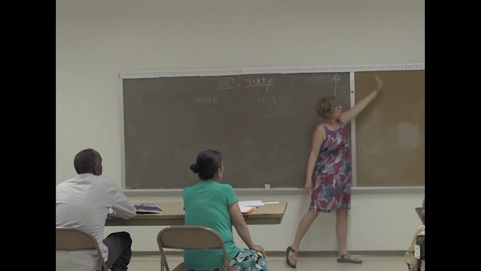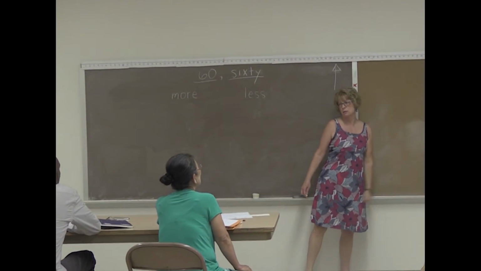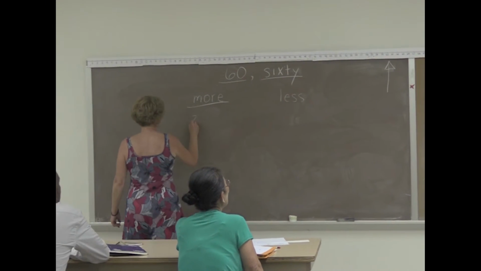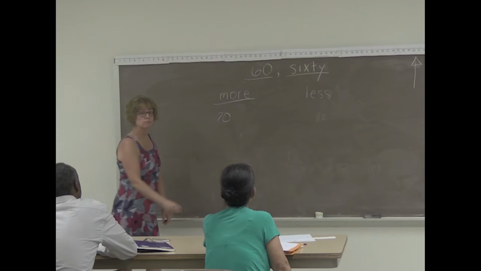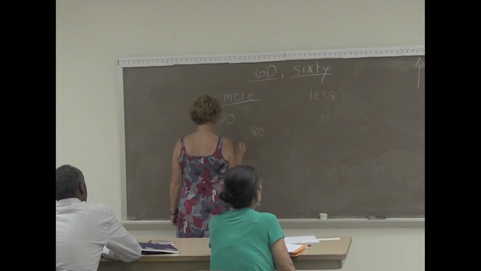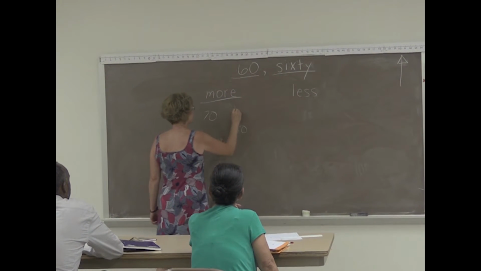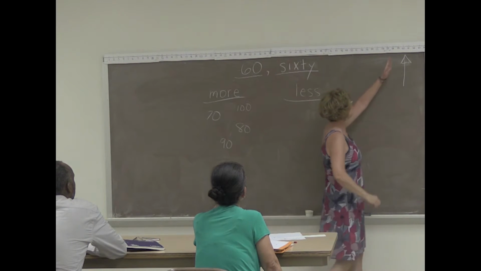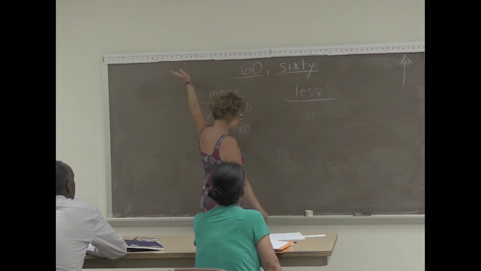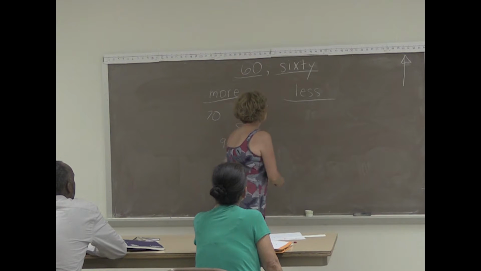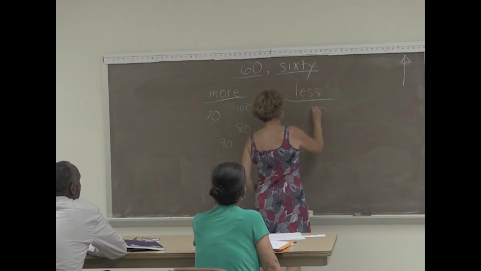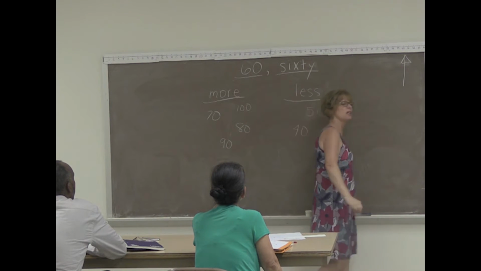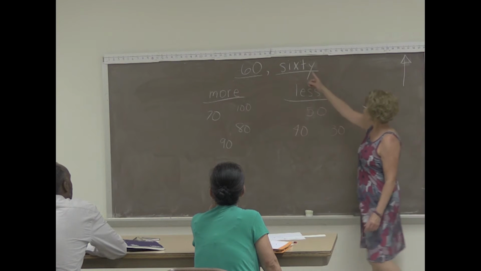What numbers are more than 60? 70. Maybe 80? 90. Okay. Maybe 100. Okay. What numbers are less than 60? 50, 40, 30, 20.